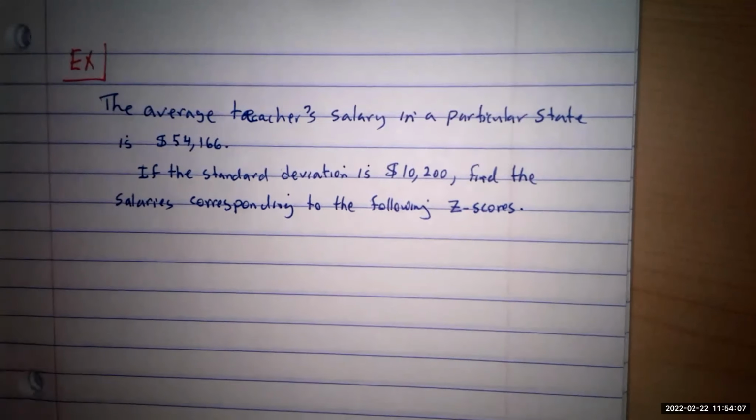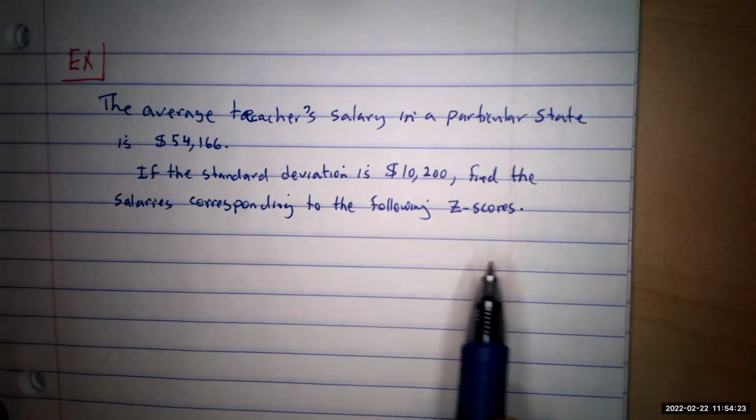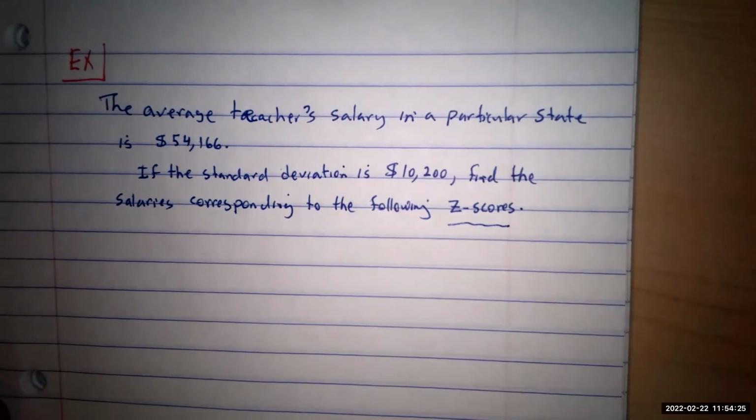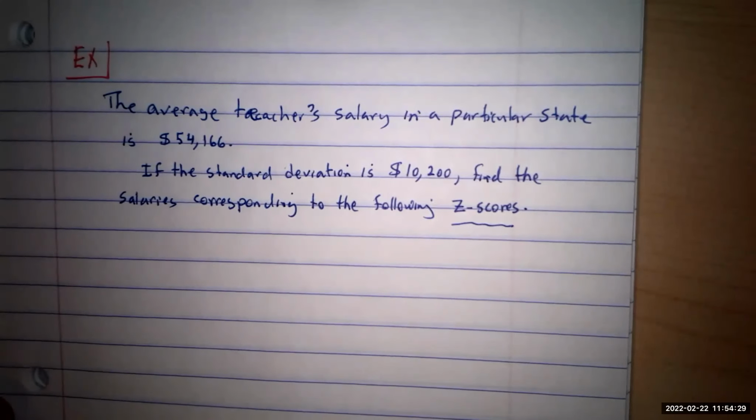Okay, so in this case, the z numbers are given to you. They ask for the actual salary. So we have a teacher whose salary z-score is 2. We want to know how much he or she is making. Be careful: the z-scores are given to you, and we want the x, the actual number, the raw number we call it.